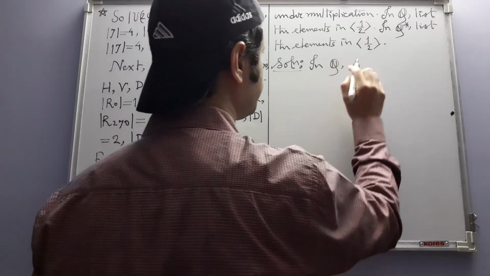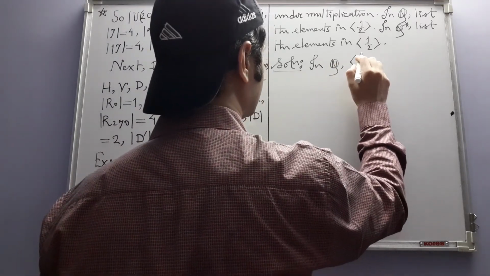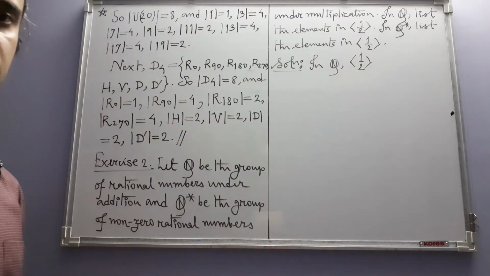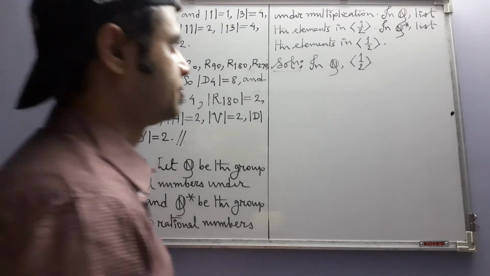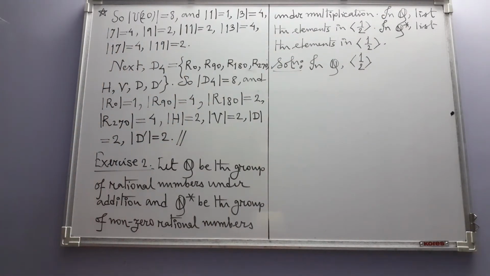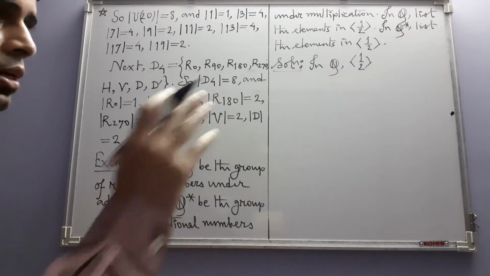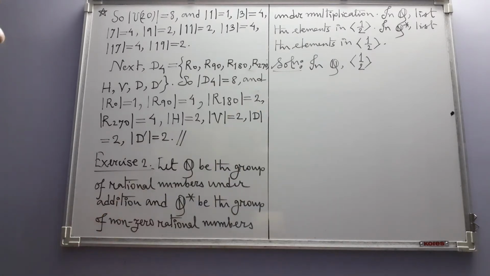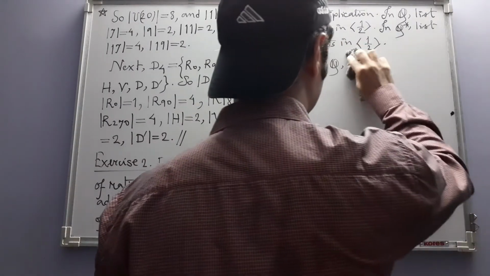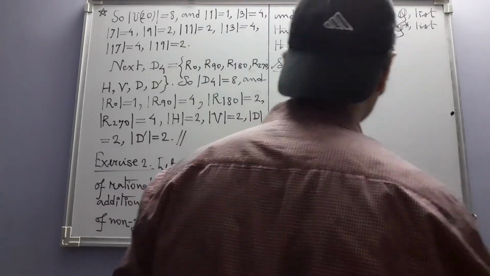In Q, keep in mind that Q is a group under addition of rational numbers. So we have to add all these 1 by 2s, as many as we can. I mean, as many as we can means we have to consider all possible finite sums and also their negatives. So I think it would be better to write this in a new line.